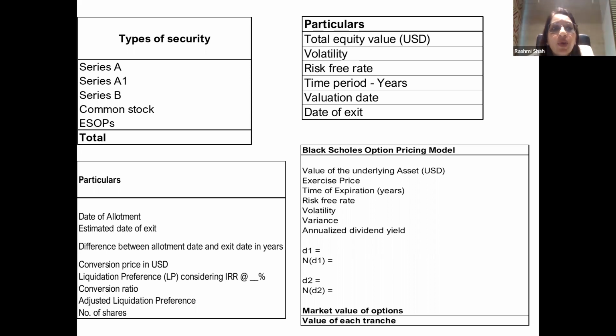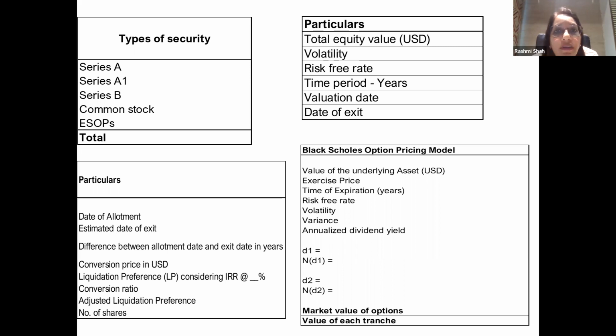Now, what is so peculiar about back solve is that it's based on the Black-Scholes option pricing model. It is based on the rights and preferences of all the share classes on the capitalization table and the price per share of the recent financing. So say there is a recent Series C preferred funding that has happened, then that particular tranche or funding round will be considered along with the rights and preferences of all shares and classes to get the value of the various tranches of shares.